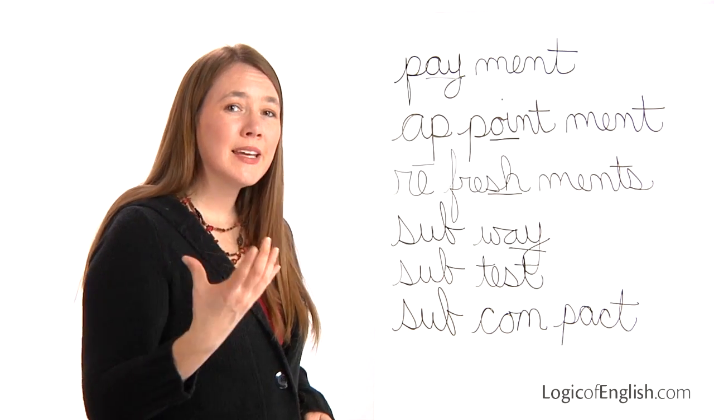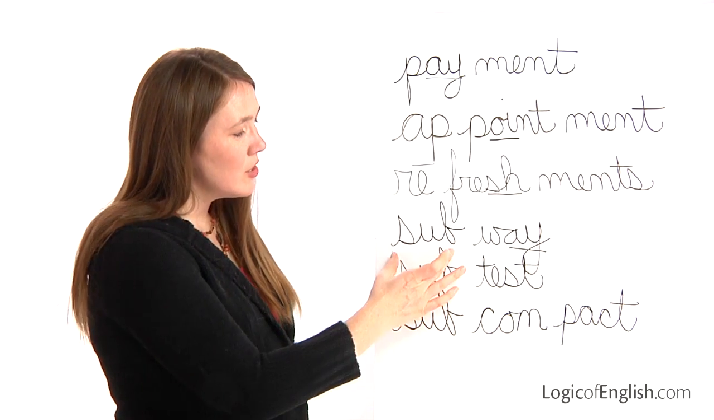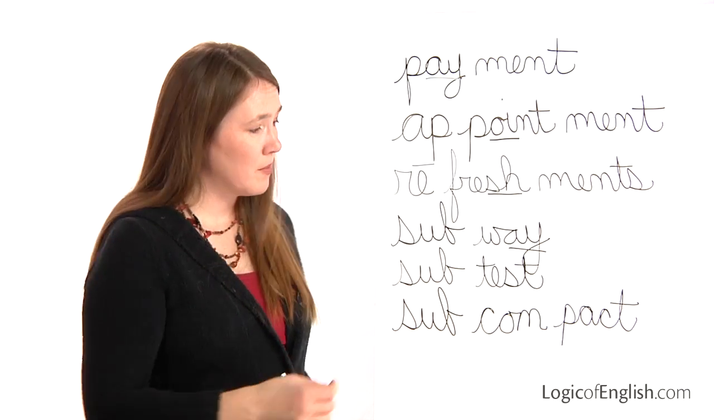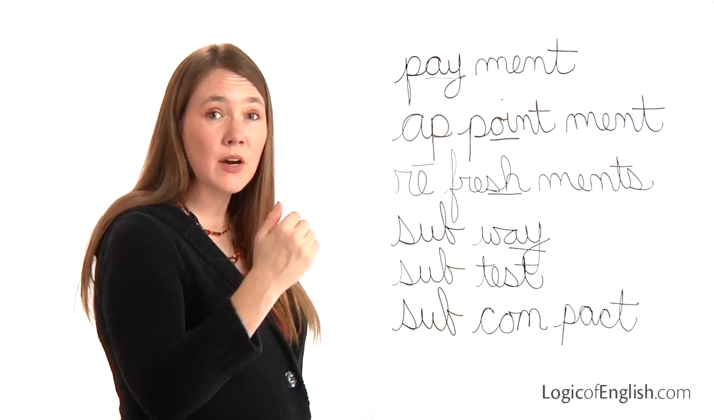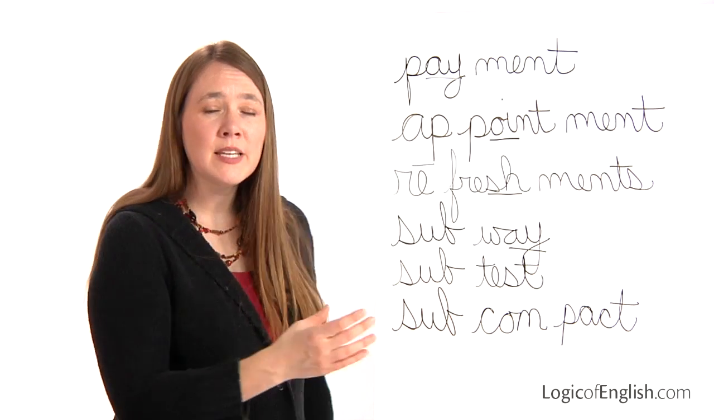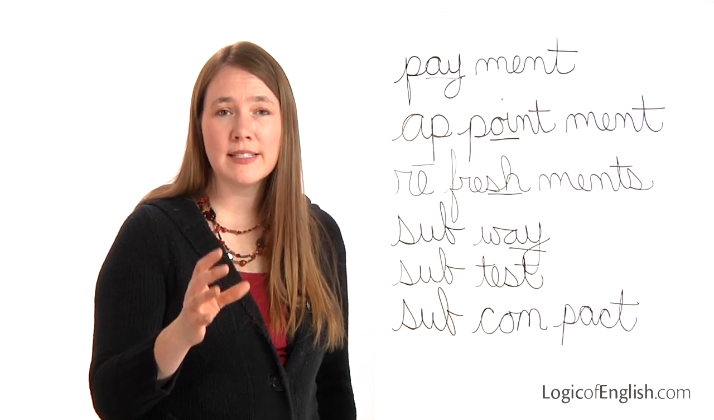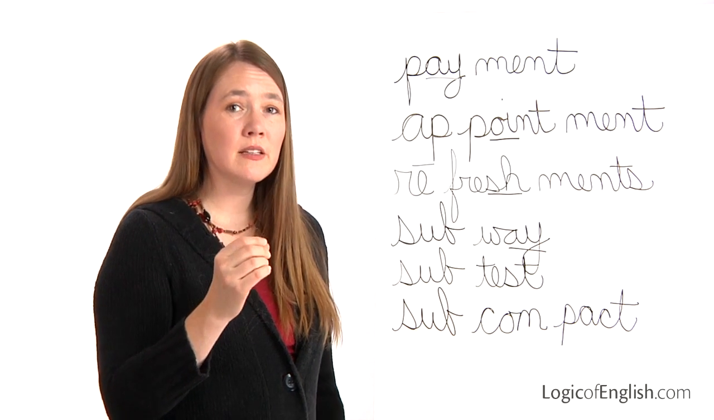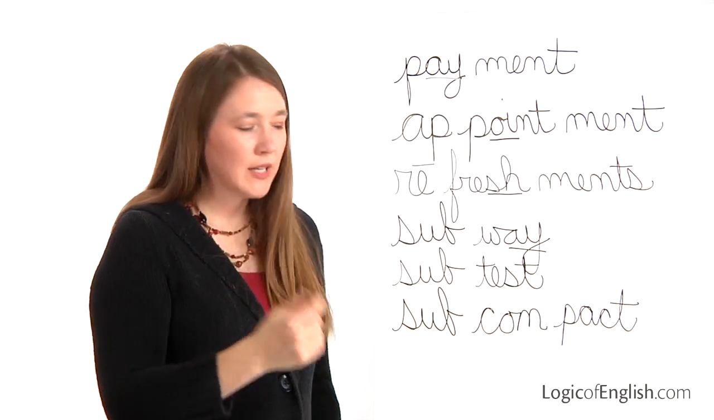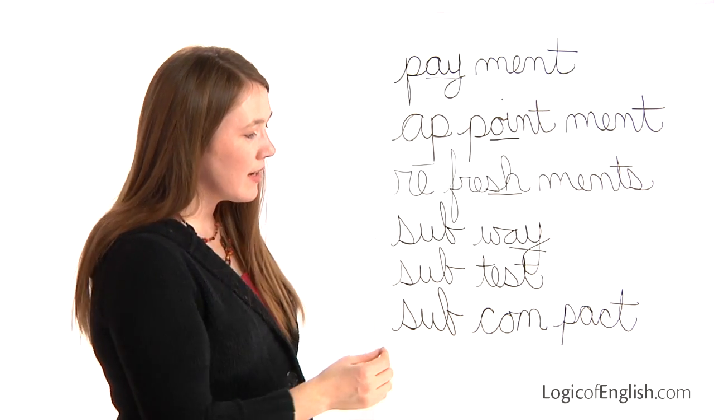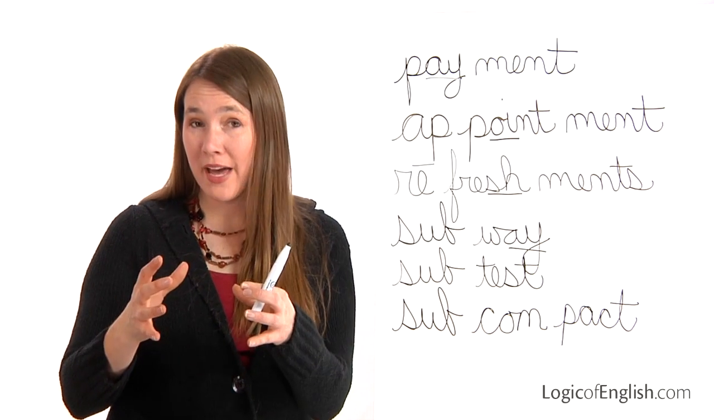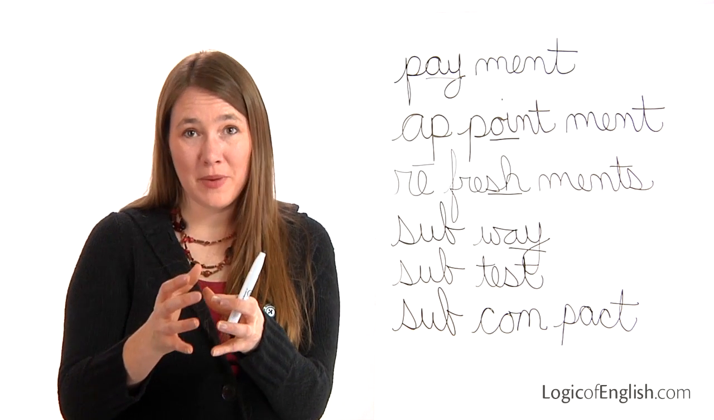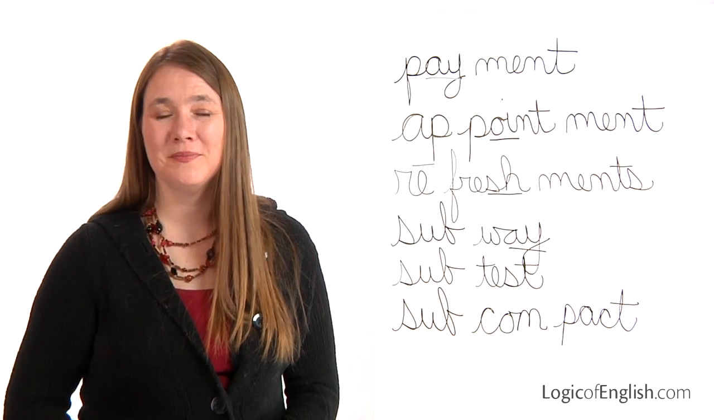Now, take a guess at what sub means. You'll notice a subway is a way that goes under the ground, so it means down or under. A subtest is a part of a test. So sometimes that under refers to a part of something or under it in an outline. And a subcompact car means, well, we have a compact car that's small, and then under that we have a subcompact car, which is even smaller.